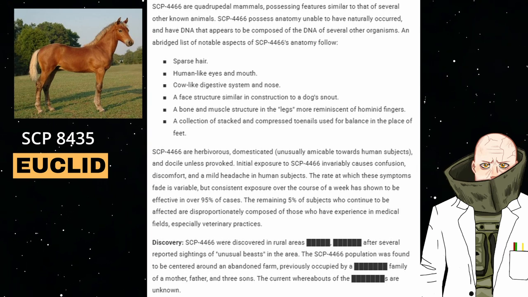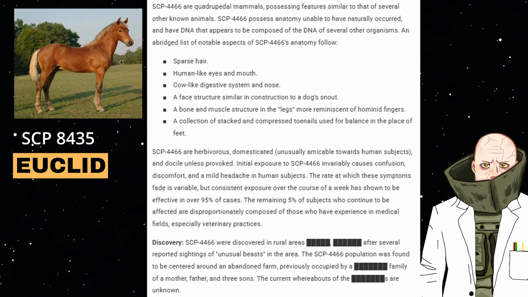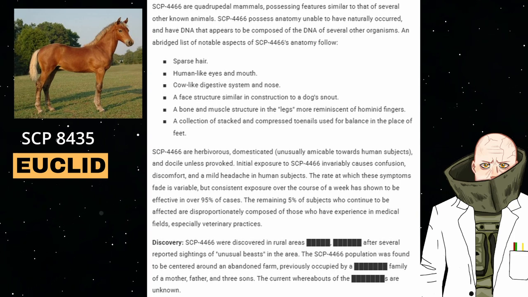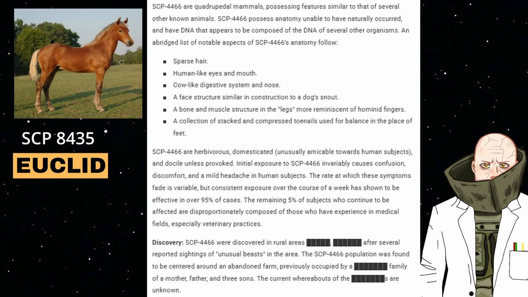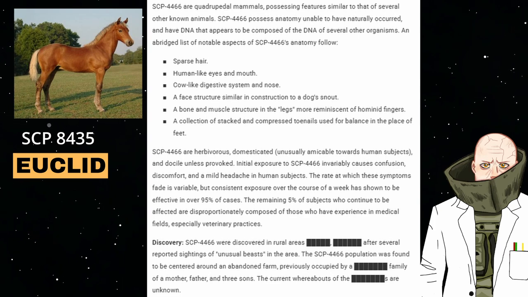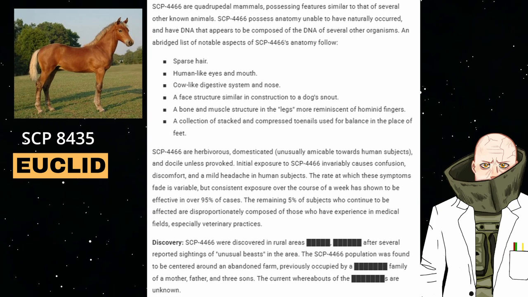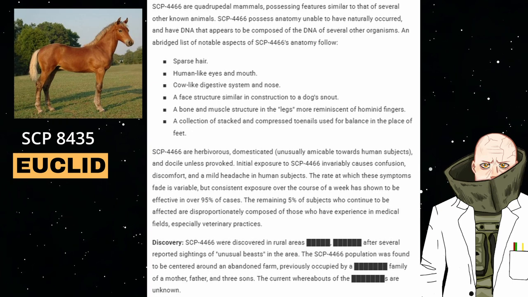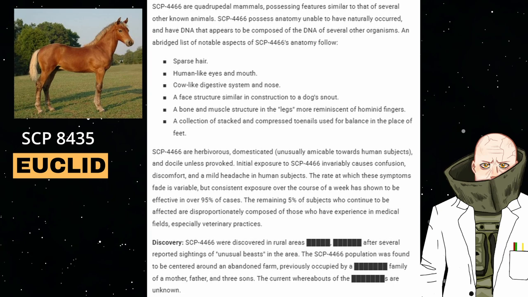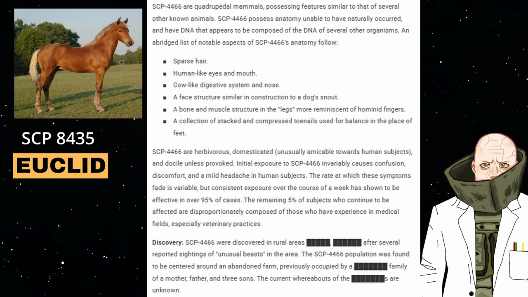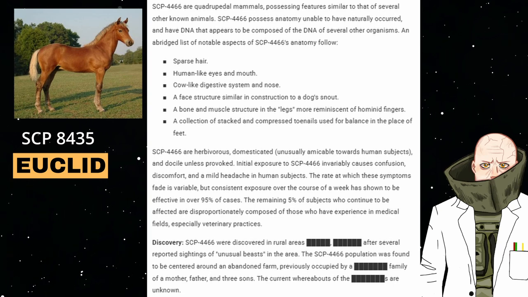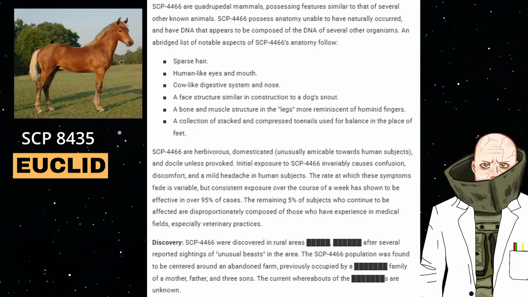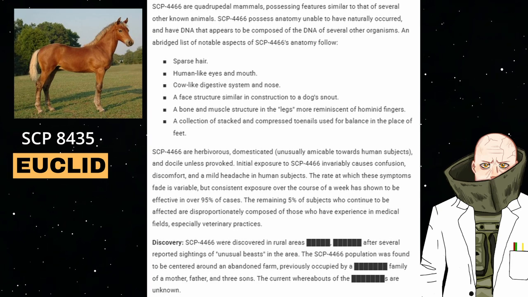SCP-4466 are herbivores, domesticated, usually amicable towards human subjects, and docile unless provoked. Initial exposure to 4466 invariably causes confusion, discomfort, and a mild headache in human subjects. The rate at which these symptoms fade is variable, but consistent exposure over the course of a week has shown to be effective in over 95% of cases. The remaining 5% of subjects who continue to be affected are disproportionately composed of those who have had experience in medical fields, especially veterinary practices.